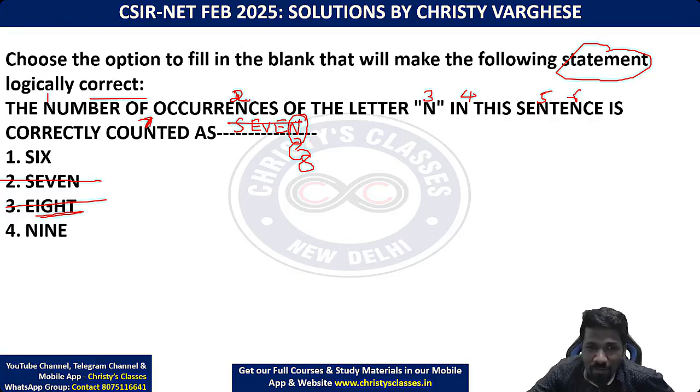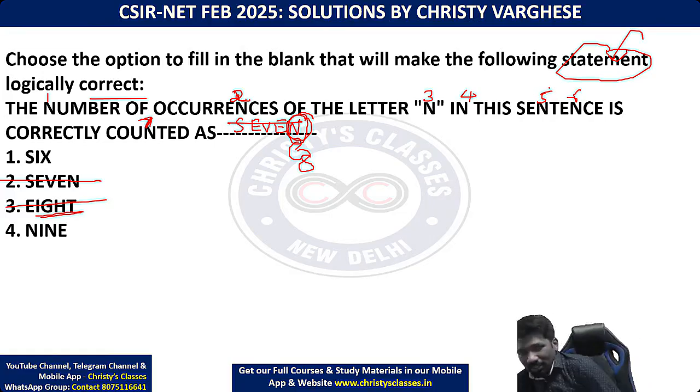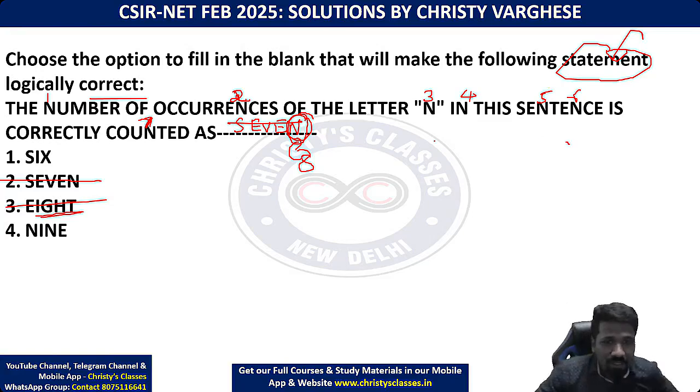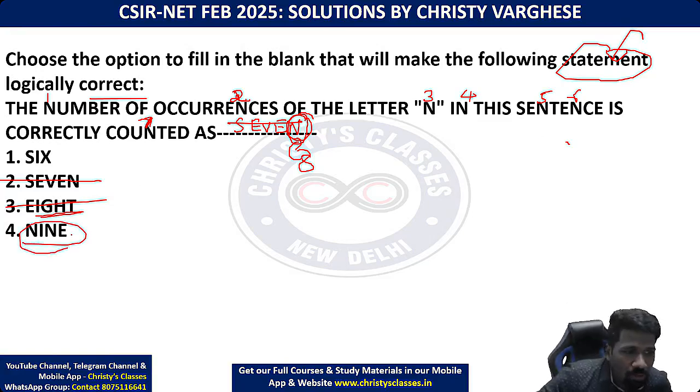Anyway, 7 cannot be the answer because 7 has one more n in it, which makes it 8 n's, which makes the statement logically incorrect. The statement should be logically correct, right? That is why 7 is not the answer. Then the only option is 9. Let us enter 9 and see.